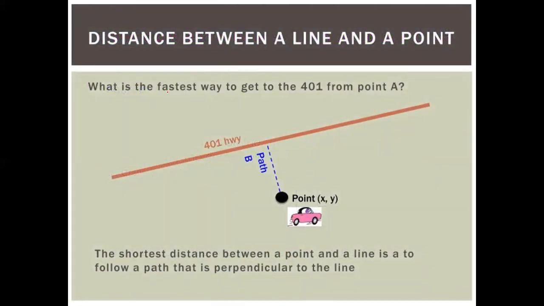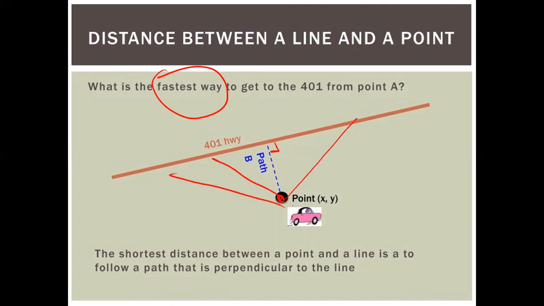Now, what is the fastest way to get from a point? The car will choose the fastest way to get from this point to this straight line. So we are talking about the distance between a point and a line. The fastest way for this car in order to reach this straight line is to go perpendicular. Why? Because we know that perpendicular is the shortest distance.